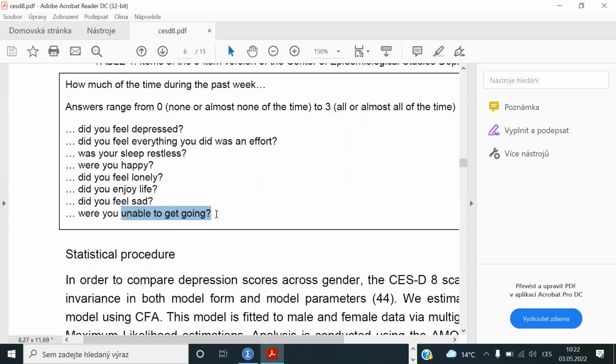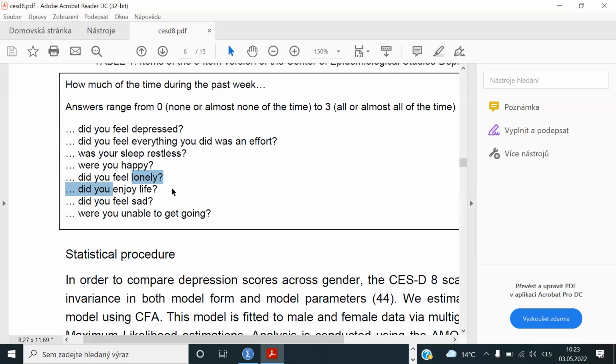Most of these items, 6 of these 8 items, are negatively oriented, such as feel depressed, lonely, etc. But 2 of these, item number 4 and 6, or in letters D and F, are happy and enjoy life. So they are quite reversed. And usually, if you have some positive and some negative items in one measuring model, it is expected that you will be using correlations or covariances between residual errors for these items that are opposite to the rest.